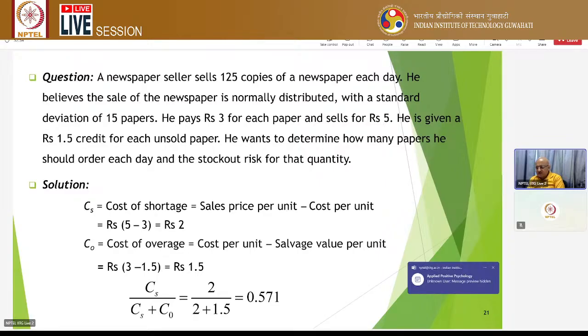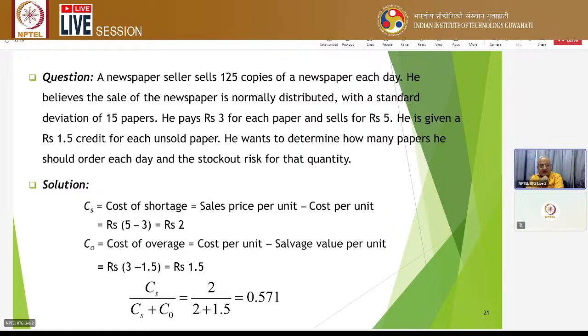Say, for example, a newspaper seller sells 125 copies of a newspaper each day. He believes the sale of the newspaper is normally distributed with a standard deviation of 15 papers. He pays ₹3 for each paper and sells for ₹5. He is given a ₹1.5 credit for each unsold paper. That means if it is unsold, he can give it back to the news publisher, and the publisher will pay 1.5 rupees. He wants to determine how many papers he should order each day and the stock out risk for that quantity.